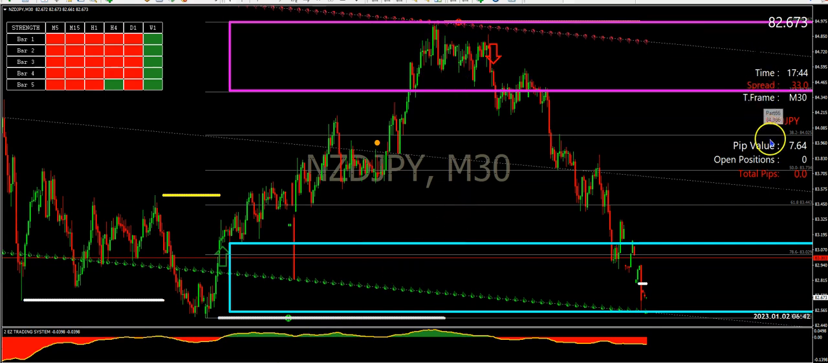Here it was, NZDJPY. 33 pips. So the moment you put your trade on, look at this, and you can see the bid-ask spread. Here we go. This is what the broker is going to place your trade at, way up here. Get what I'm saying? Or way down here.